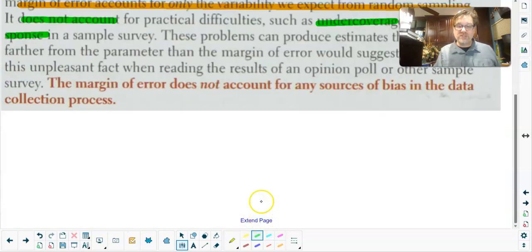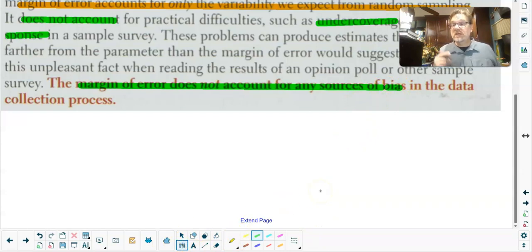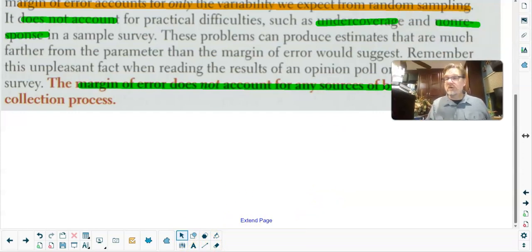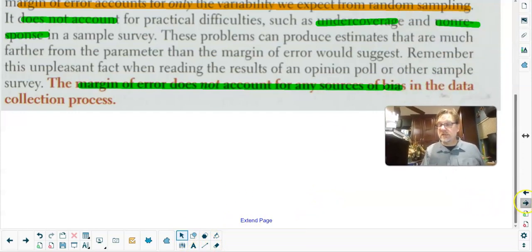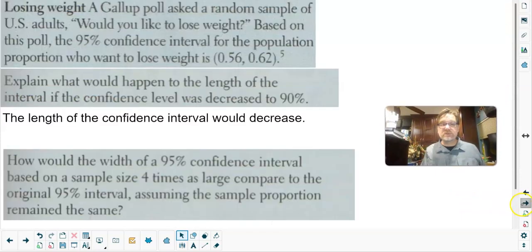Margin of error does not account for sources of bias. Anything that leads to bias, margin of error doesn't account for, because margin of error only accounts for naturally occurring variability in my random samples. Okay, so let's address this.